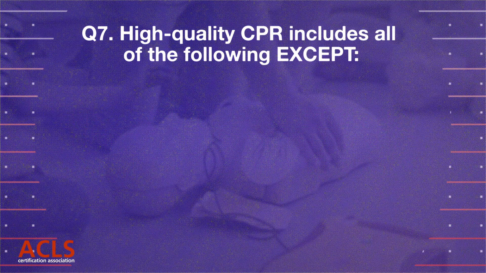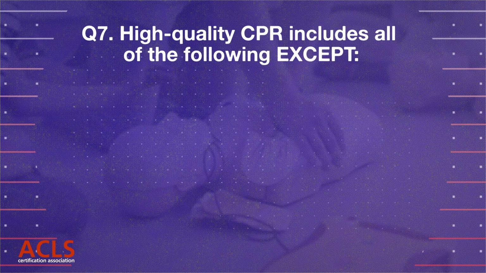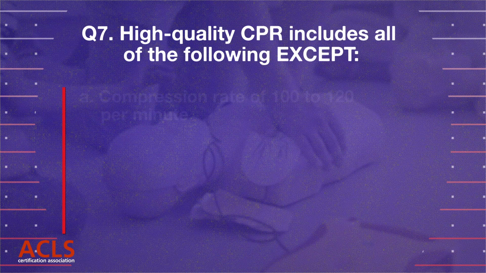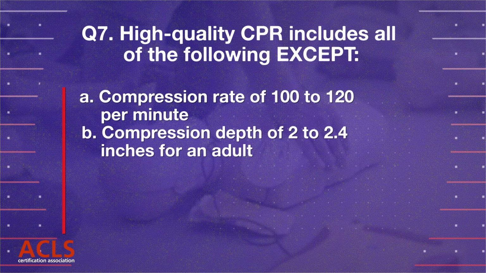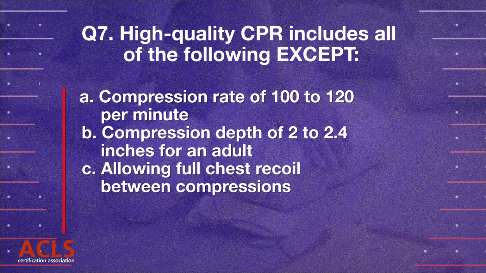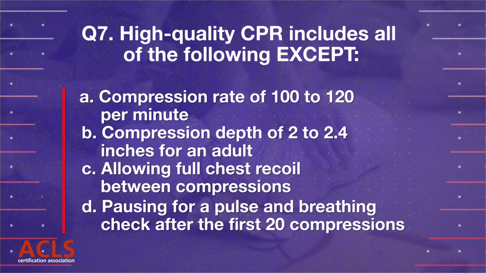7. High-quality CPR includes all of the following except: A. Compression rate of 100 to 120 per minute. B. Compression depth of 2 to 2.4 inches for an adult. C. Allowing full chest recoil between compressions. D. Pausing for a pulse and breathing check after the first 20 compressions.